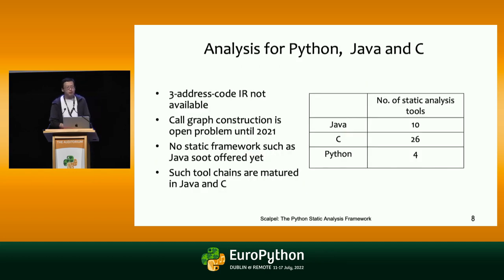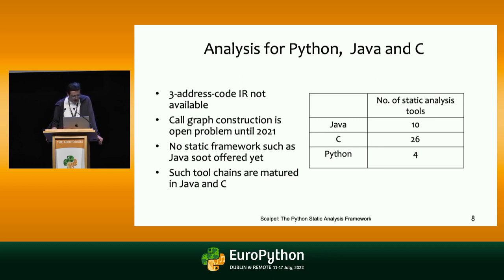Now, if we compare Python and the other two major programming languages, Java and C, these two languages are normally used for software productivity, especially for very big tech giants like Oracle and Google. So they highly rely on these two languages. But if we compare their analysis algorithms for Java and C, we can clearly see that the three-address code IR, intermediate representation, a data structure extracted from source code so that we can build upon it for other tasks, is not available for the Python language.